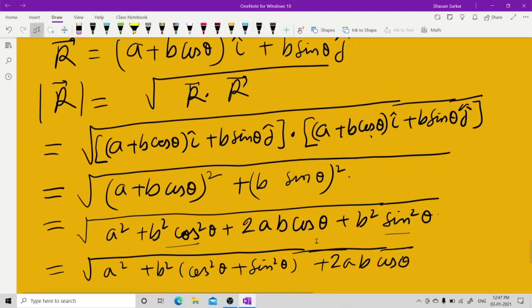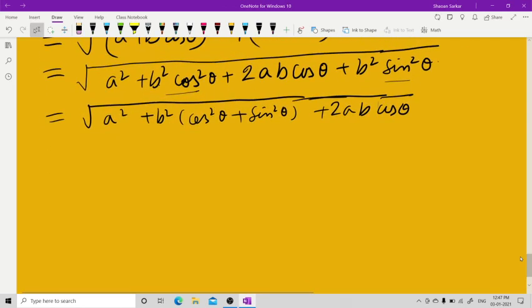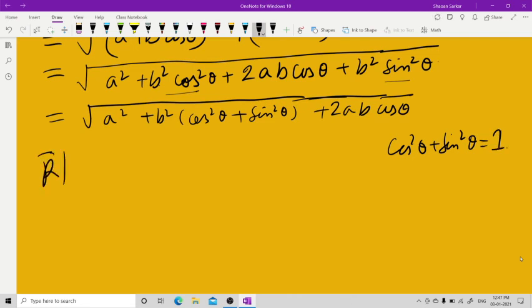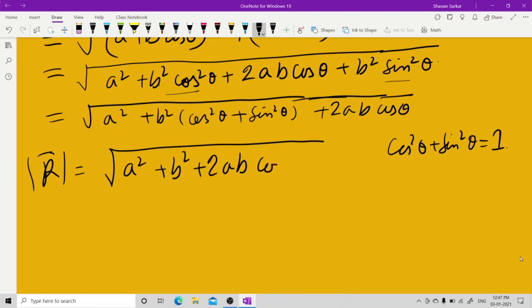Now cos square theta, you know already in class 10th. Cos square theta plus sine square theta is always 1. So this resultant will be under root of a square plus b square plus 2ab cos theta. Now this is your resultant.